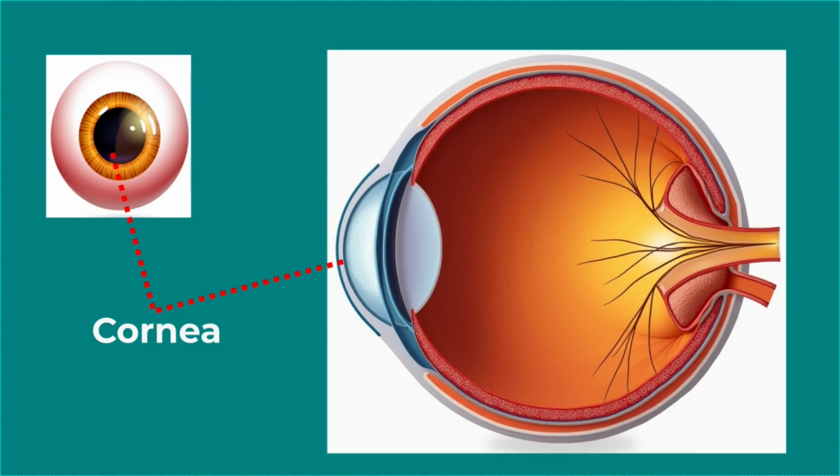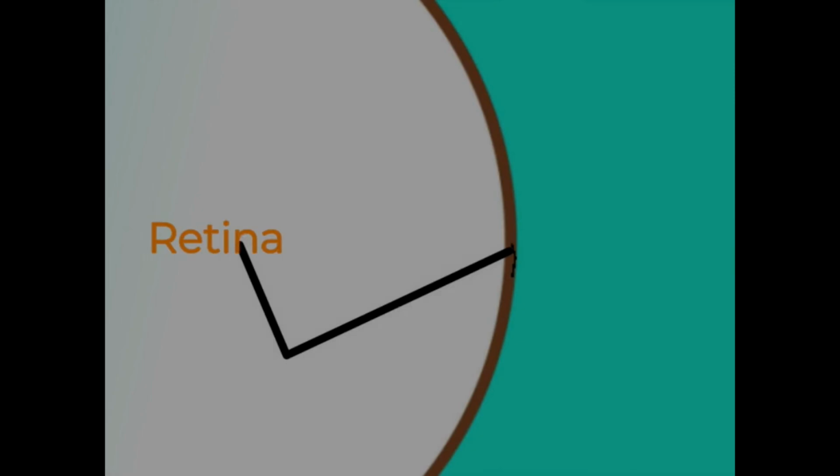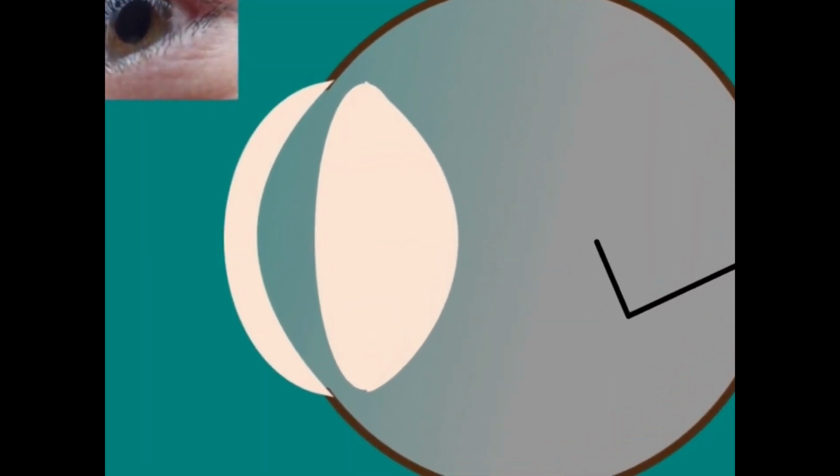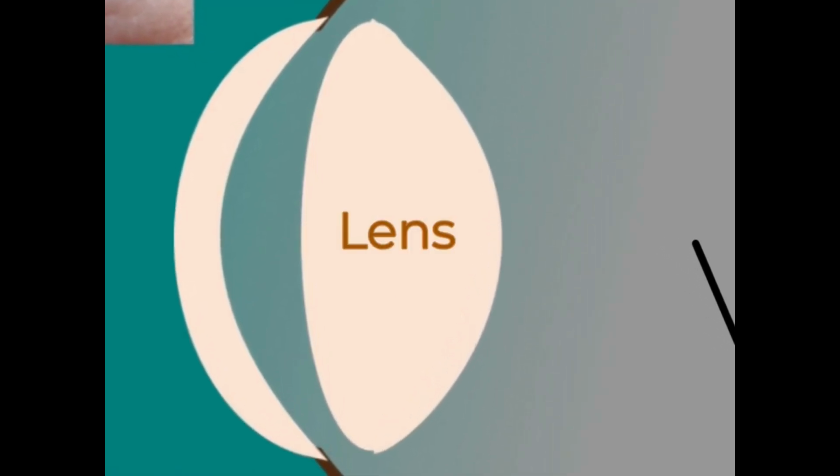To understand these vision issues, let's first look at how a normal eye works. The eye is a complex organ, but we'll keep it simple. There are three key parts we need to focus on: the cornea, the lens, and the retina. The cornea is the clear front surface of the eye. Its main job is to bend, or refract, light that enters the eye. Surprisingly, it does most of the focusing work, even more than the lens.